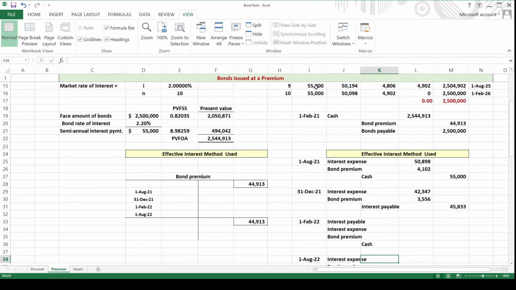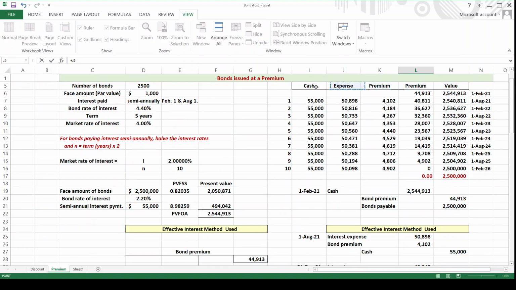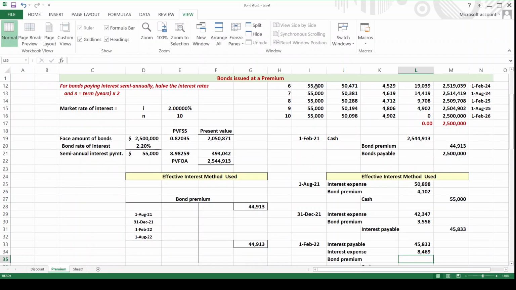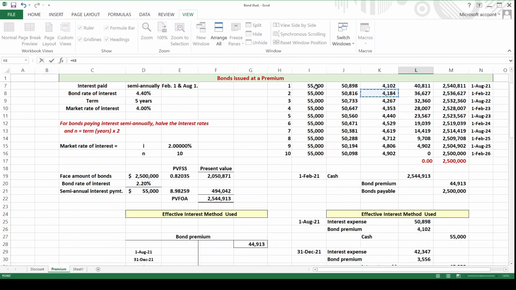We go to the 1st of February in the following year. Again, we're assuming a calendar year corporation. 45,833, yeah? Okay, make that go away. Pick up the other month of interest. So divide this by 6. Okay? And then get the other month of amortization.